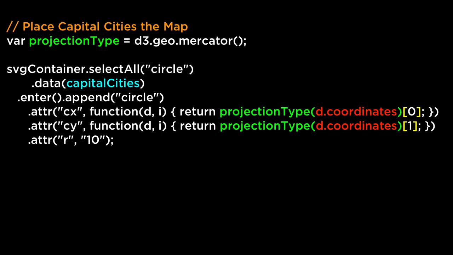Then, using the projection type that we have chosen, we can get the X and Y coordinates out of the capital city object. We use the converted X coordinate as the CX of the circle. We use the converted Y coordinate as the CY of the circle. This allows us to place the circles in the right place on the map given any type of projection.